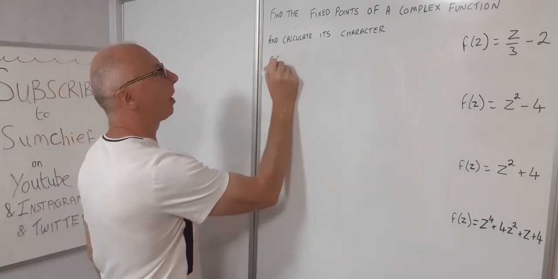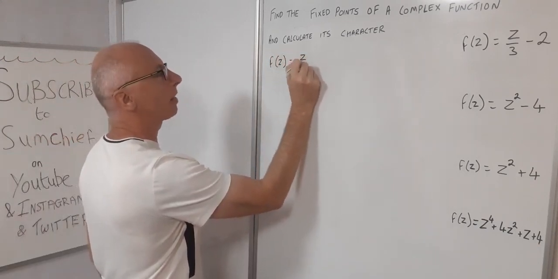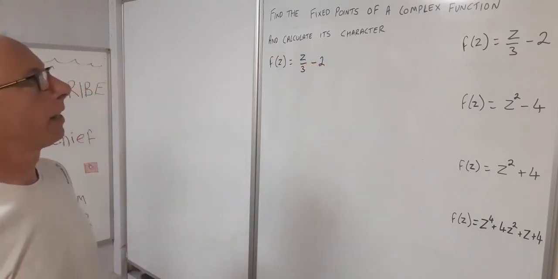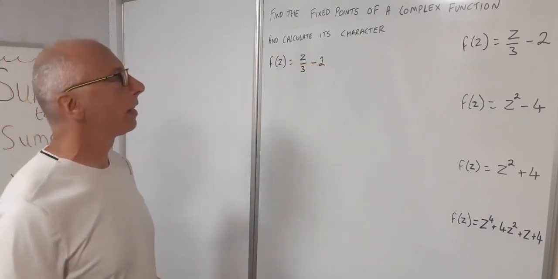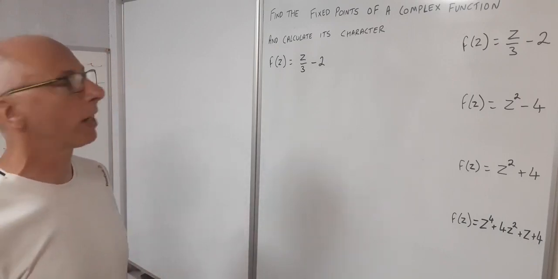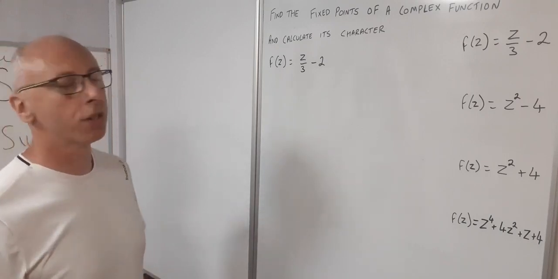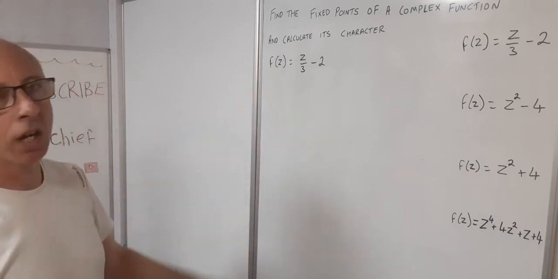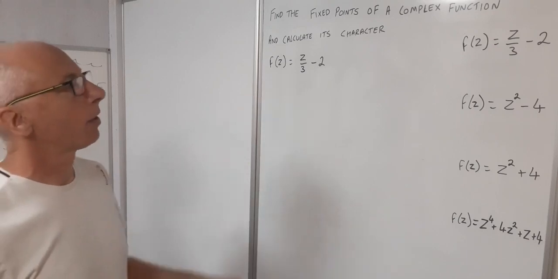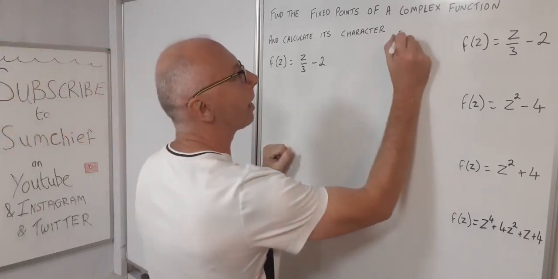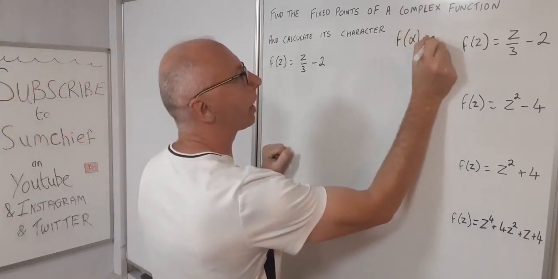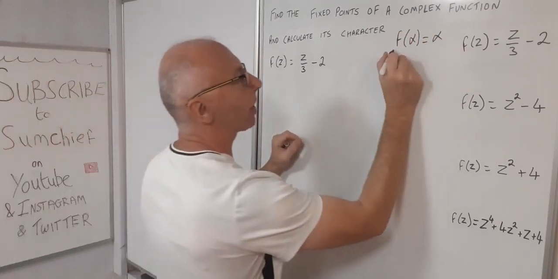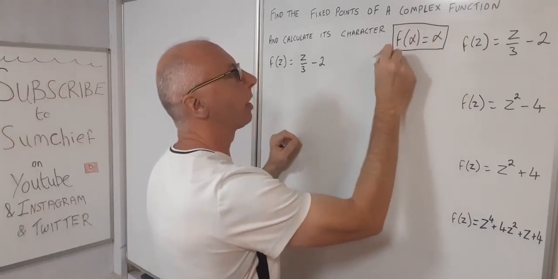So we've got f of z equals z over 3 minus 2. Okay, so first thing we need to find is the fixed point equation. And then what we're going to do is try and solve it for our variable, and that will give us our fixed point. So the fixed point equation is f of alpha equals alpha. So that will then give us an equation which hopefully we can solve.